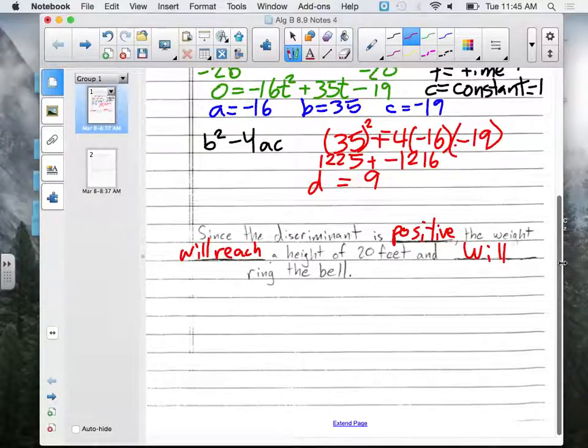How come we never found the time? The reason is because the question is just asking us to find if that situation will reach the bell. So given the height of 20, the velocity of 35 feet per second, and the starting point of 1, our discriminant says that we have 2 solutions, so that means that we will hit the bell and we'll get a prize because we're awesome.